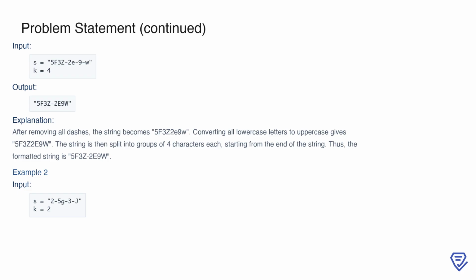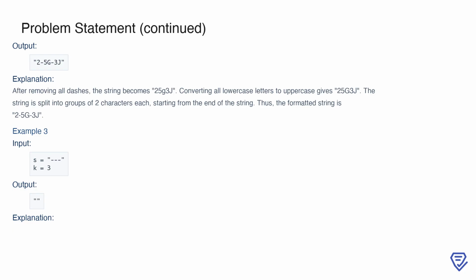Suppose the input string is S equals 5F3Z-2e-9-w and the grouping size k is 4. First, we remove all the dashes from the string, which leaves us with 5F3Z2e9w. Next, we convert all lowercase letters to uppercase, resulting in 5F3Z2E9W. Once that's done, we divide the string into groups of exactly 4 characters, starting from the end of the string. This gives us the groups 5F3Z and 2E9W. Finally, we combine these groups with dashes in between, forming the output 5F3Z-2E9W. This process ensures that the license key is formatted correctly according to the rules.